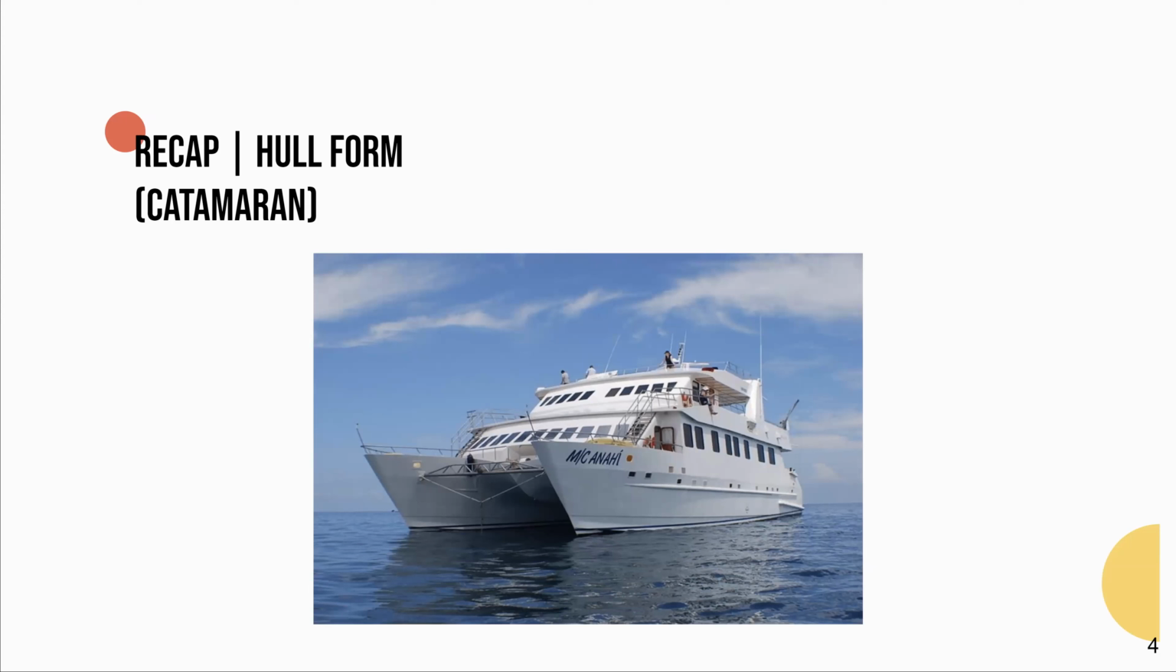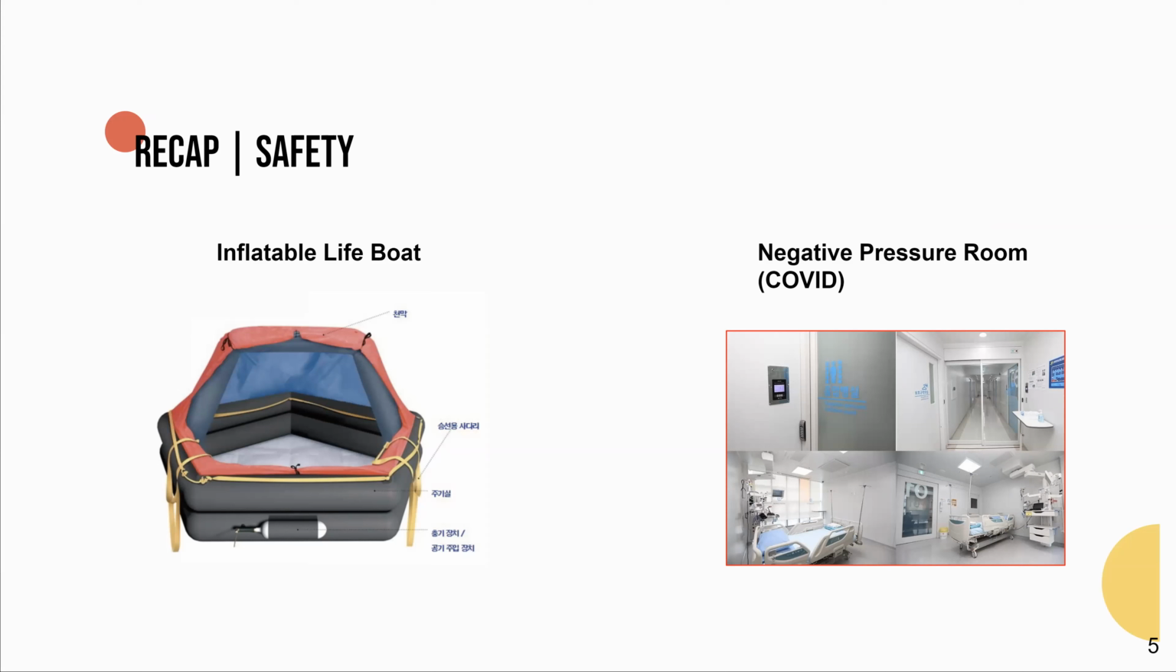We are pursuing a catamaran hull form for our ship, and the main reason was it is much more stable, and it lends itself to a much more comfortable ride for the passengers. And we discussed several safety features. The standard features for our ship are that we are planning to use inflatable lifeboats instead of the regular lifeboats that are attached to the side of a cruise ship. This would allow us to install a lot more lifeboats in a smaller space.